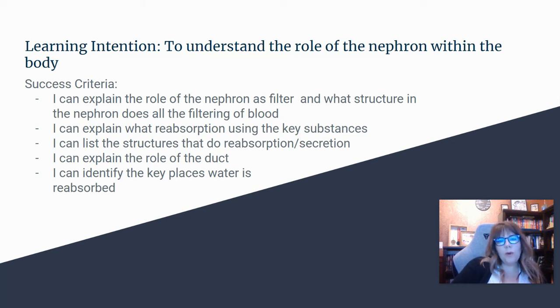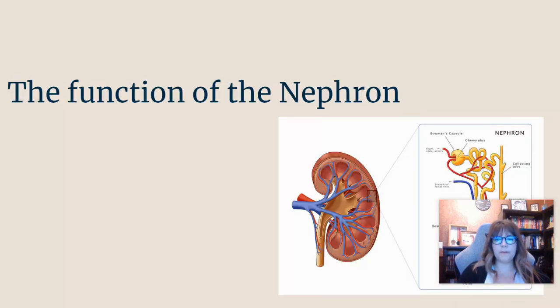I'm going to know that you are starting to feel comfortable with this material when you can tell me the role of a nephron as a filter and what structure does the filtering. Also, you can explain the reabsorption and the key substances that are reabsorbed. You can list all the structures that do reabsorption and secretion. You can explain the role of the duct, which will make sense when we go through this, and identify the key places where water is reabsorbed. So these are all of our success criteria today. Hopefully, working with this, you can start checking those boxes off.